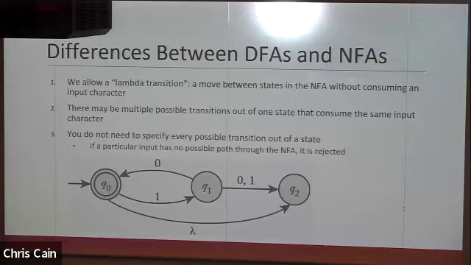Third one is you don't have to specify every transition. You do not need trap states. If you're in a particular state and you see a symbol and that symbol isn't specified in the NFA, we immediately reject. So we do not have to reach the end of the input. So that's where we were.